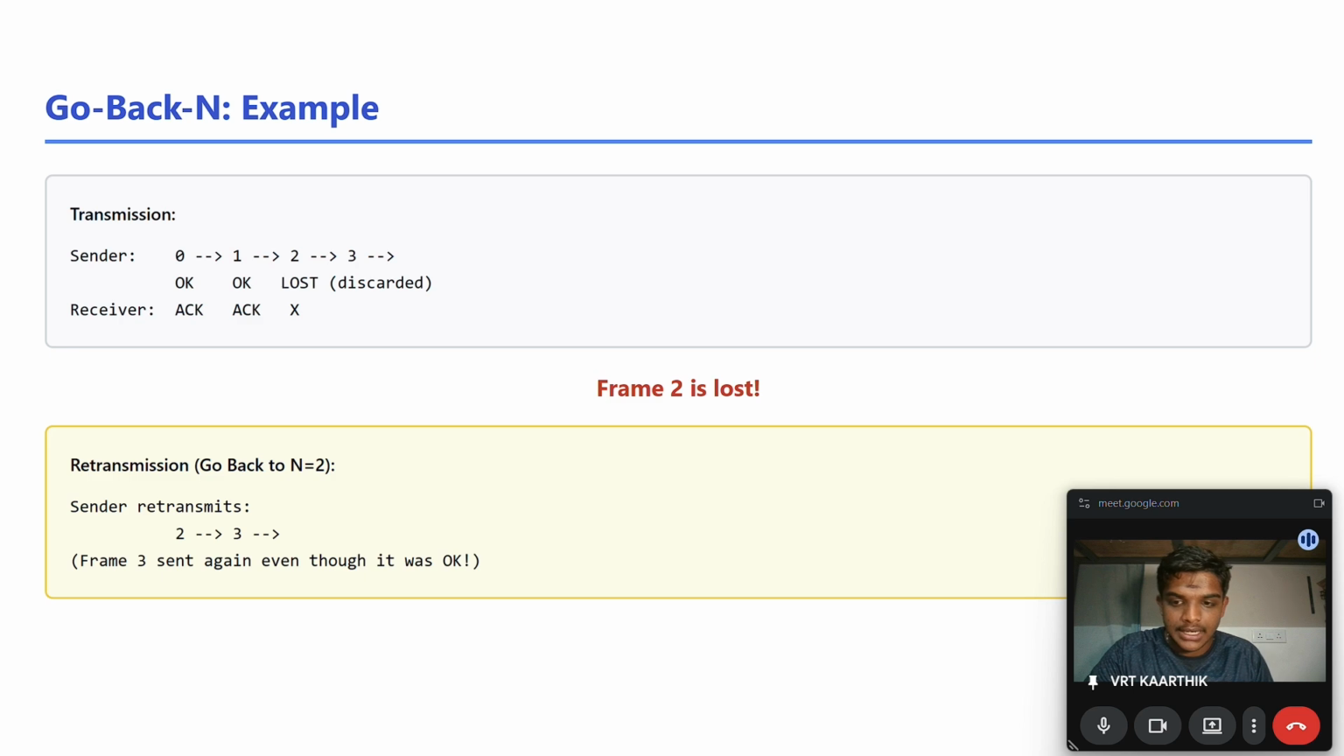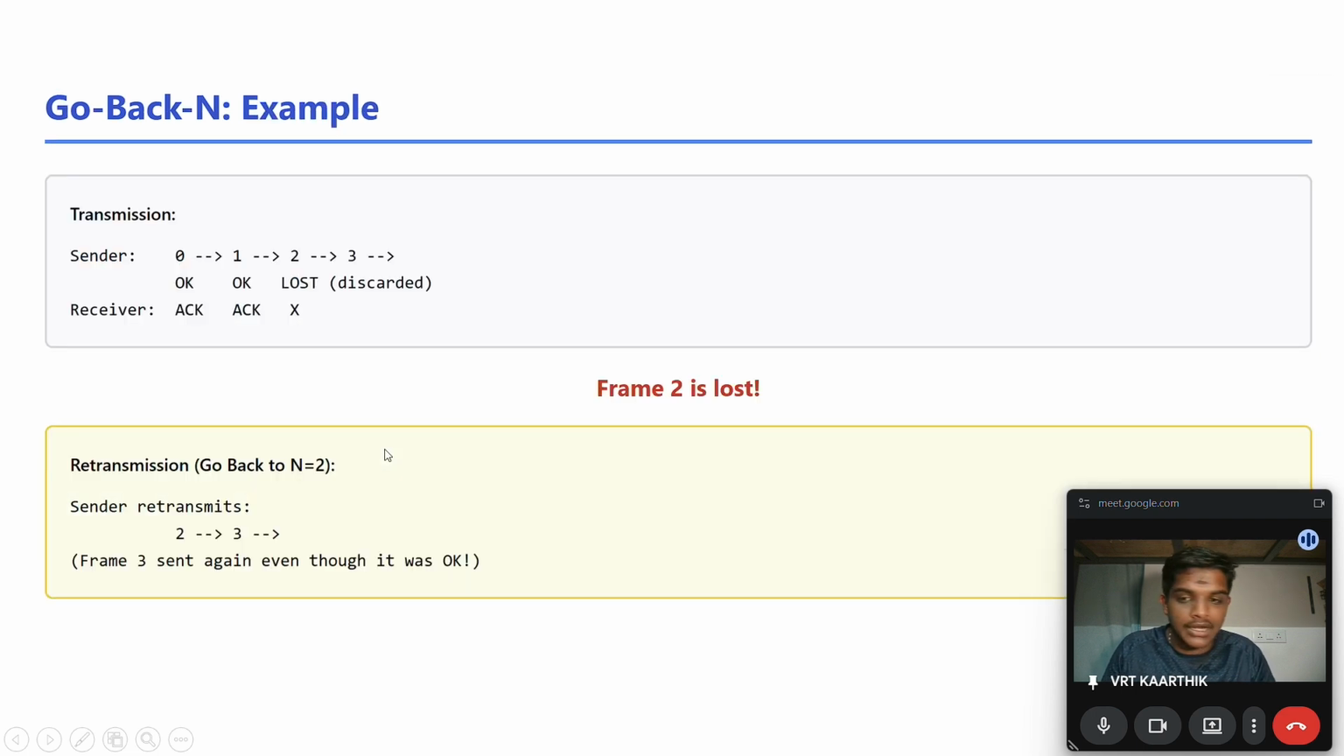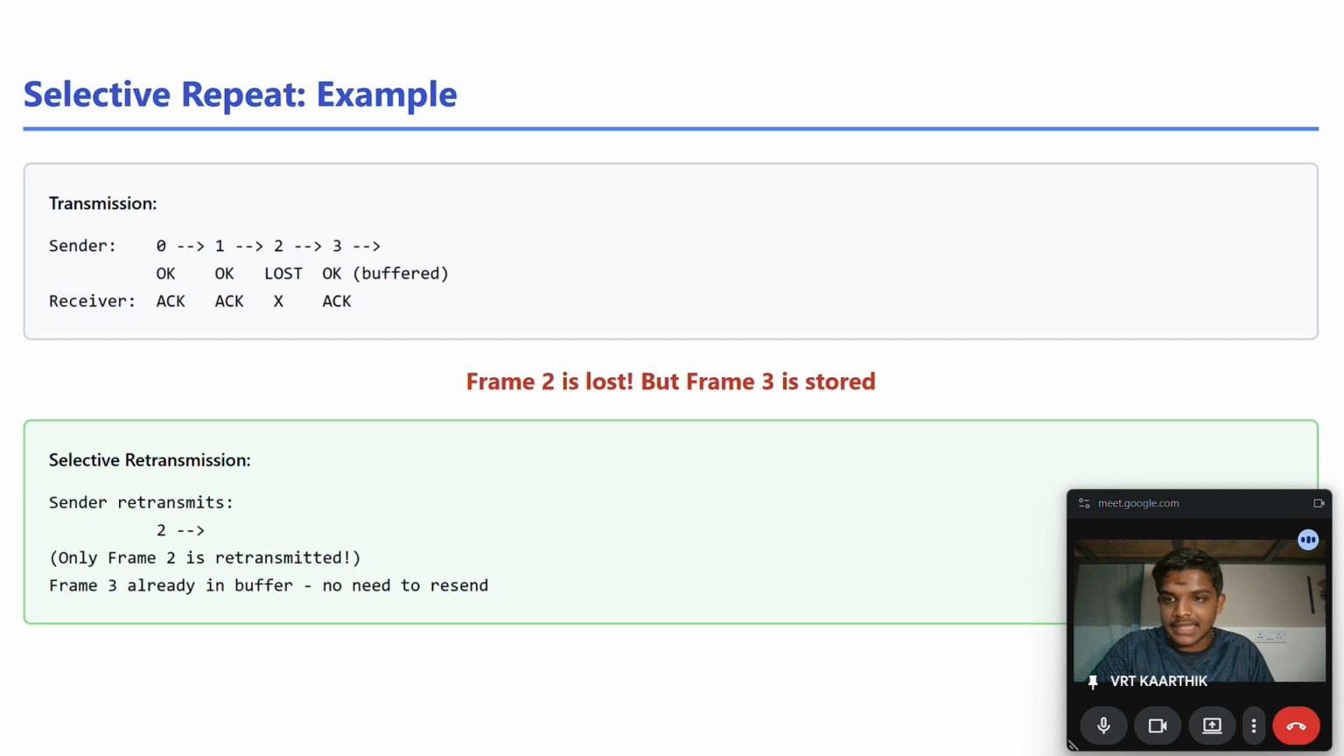Here in Go-Back-N, the subsequent frames from the second frame onwards will be discarded, and from the second frame onwards the frames will be retransmitted. But in Selective Repeat protocol, only the frame which is lost will be retransmitted, and the third frame will be stored in a buffer, so there is no need to retransmit it.